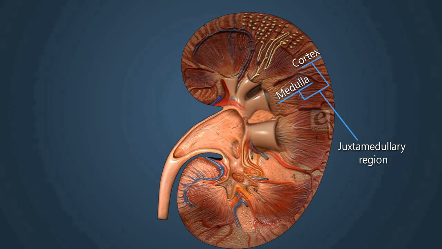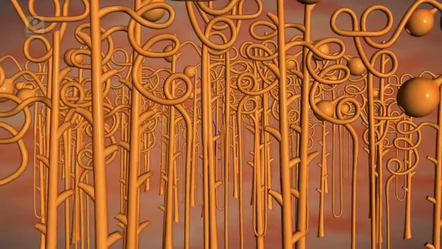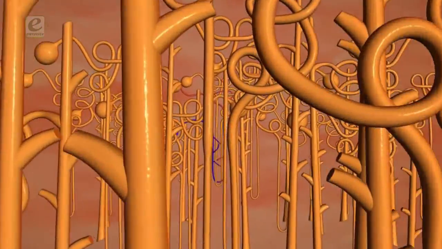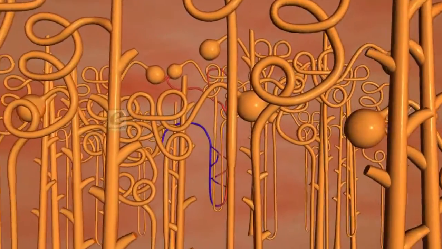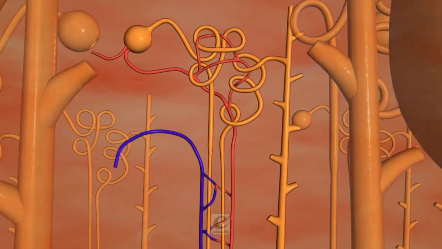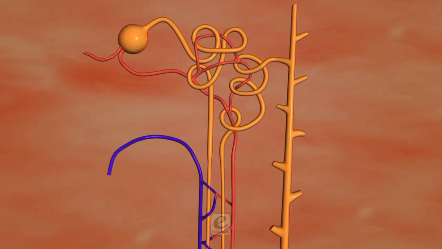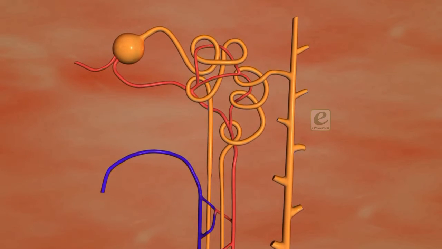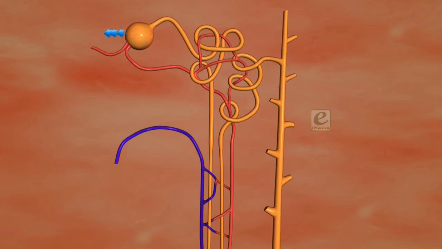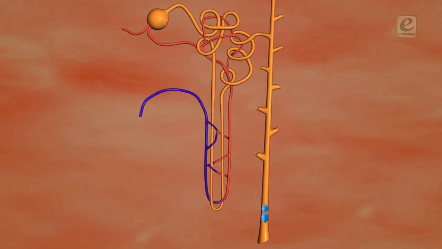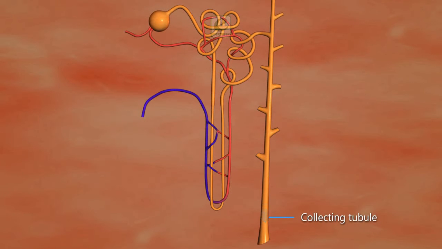juxtamedullary region. In each kidney, about 1.25 million highly coiled tubules called uriniferous tubules or nephrons are present. Each uriniferous tubule, that is nephron, is blind at one end and opened at the other end, where it opens into a collecting tubule.